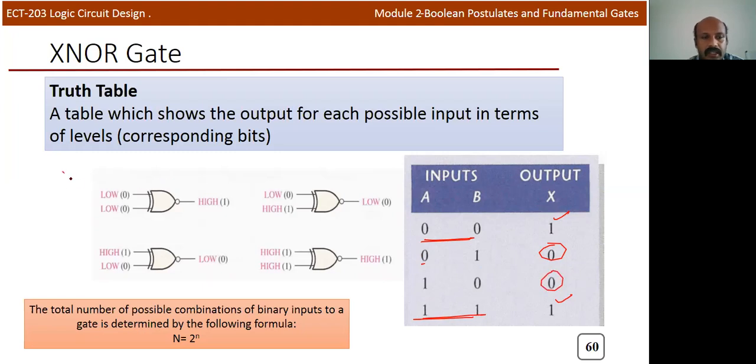But if you take another example, for example 4 inputs, where the inputs are 0, 1, 0, 1, the number of ones is equal to 2. This is an even number, so the output will be 1. And if it is 0, 0, 0, 1, that means an odd number of ones at the input, so here the output will be 0 because it's an XNOR gate. But if it is an XOR gate, the output will be 1. That's the difference.